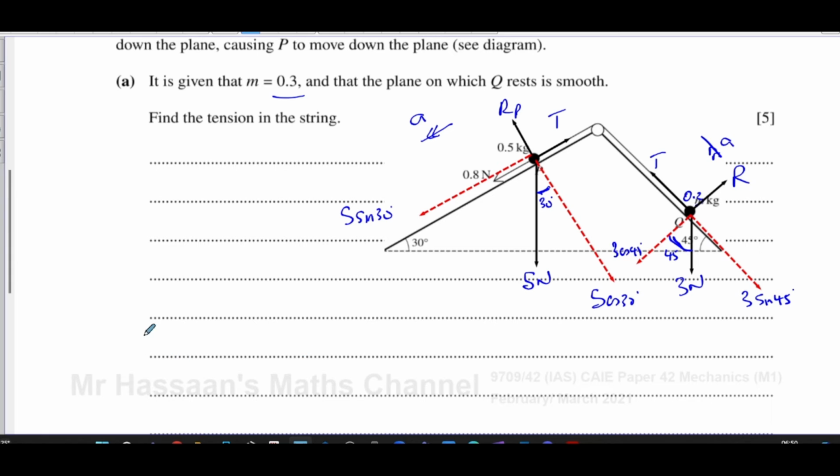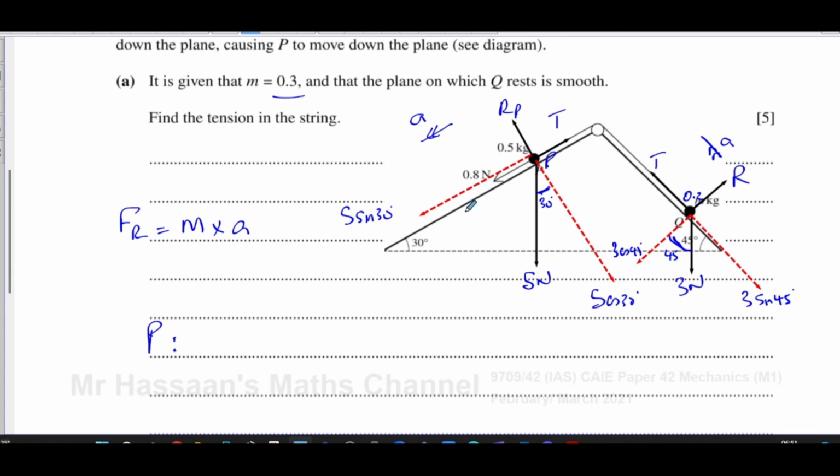So what I'm going to do is consider each of those particles separately. This is particle P and this is particle Q. It's been hidden by all these diagrams now. So I'm going to look at particle P first and make an equation for particle P. As it's accelerating down, I'm going to use the fact that the resultant force is equal to the mass times the acceleration.